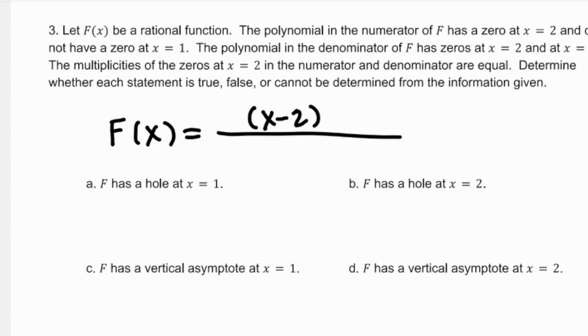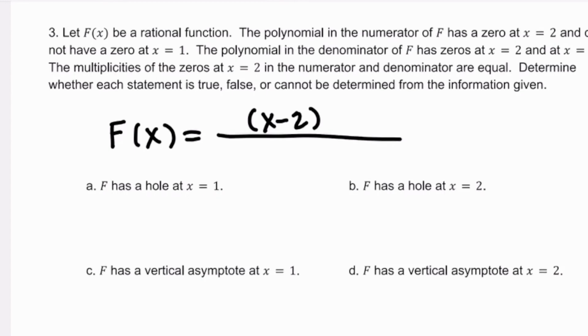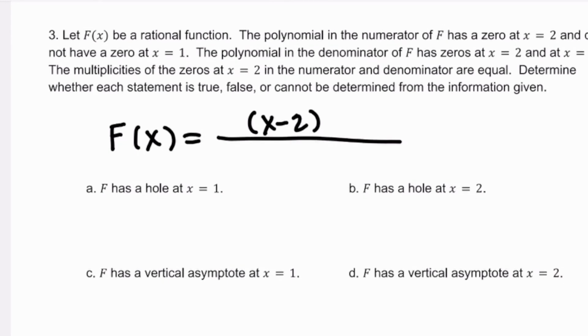The polynomial in the denominator of f has zeros at x equals 2 and, you can't see this, but x equals 1. Let me read this again. Oh, okay, yeah, that's fine. The polynomial in the denominator does have a 0 at x equals 1. Multiplicities of the zeros at x equals 2 in the numerator and the denominator are equal, so we'll just assume they're 1. Determine whether each statement is true, false, or cannot be determined from the information given.